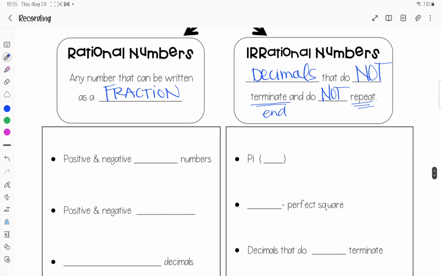Here's how you can tell if it's going to be rational or irrational. If you have a positive or negative whole number, it is going to be rational because we can take any positive or negative whole number and change it to a fraction. That one would be negative 1 over 1, negative 2 over 1. All of those are rational numbers because they can be written as fractions. If you have positive and negative decimals, those are also okay. That's because you could have negative 1.2, which would be negative 1 and 1 fifth. We can write that as a fraction. So that's okay.